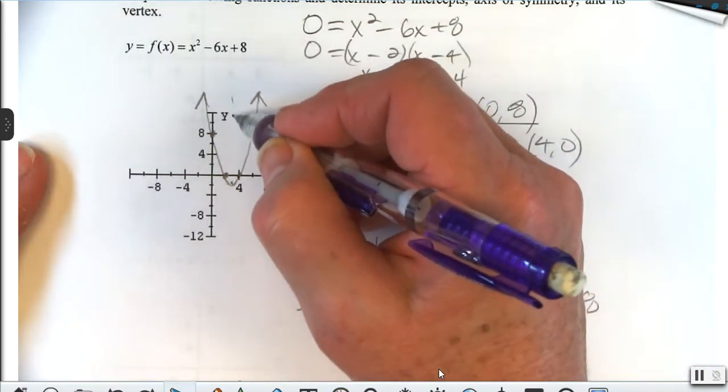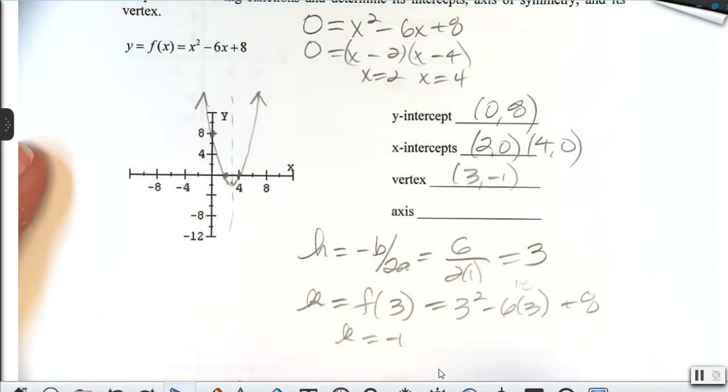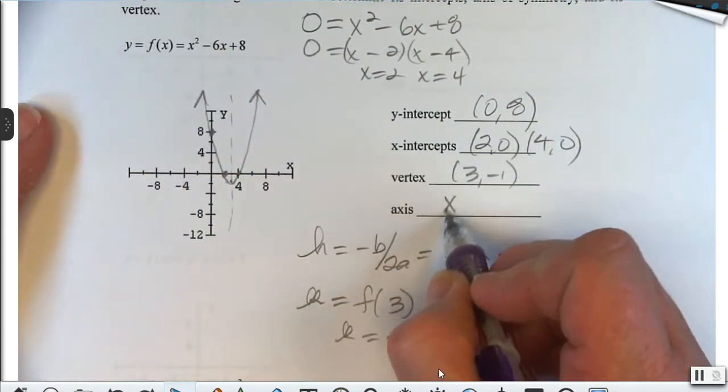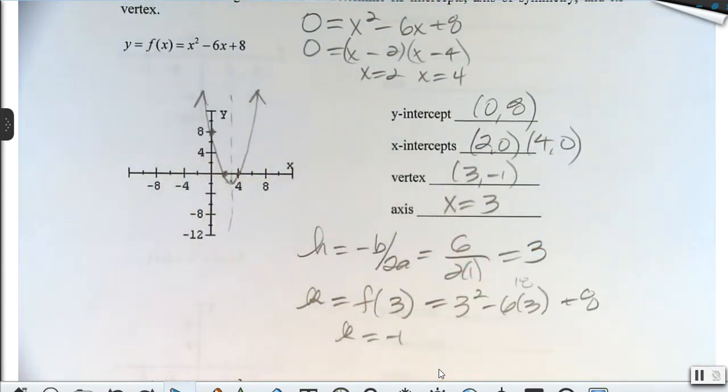So this is supposed to be symmetric about the line that cuts right through the vertex. This is the vertical line here. That's the vertical line, x is equal to 3. And for those of you who are asking, yes, it is always the x-coordinate of the vertex.